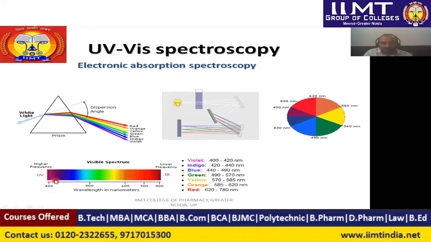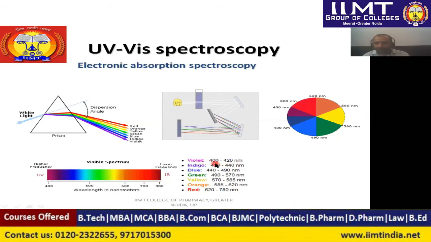So as you can see also, this is the violet light which has the lowest wavelength, that is 400 nanometer, while the red light has the highest wavelength, that is 800 nanometer. Here you can specify these colors on the basis of their wavelengths also.